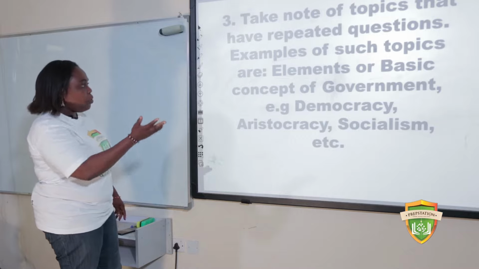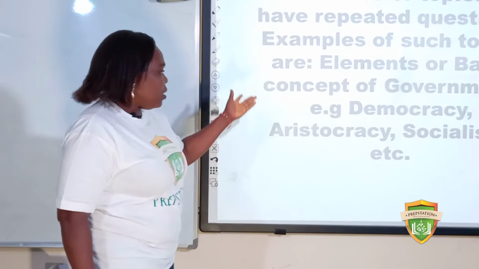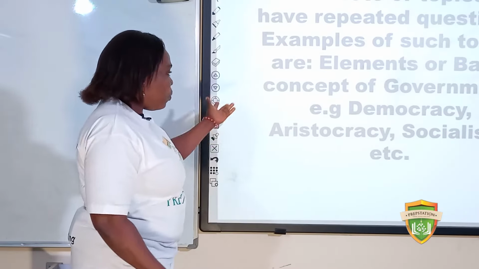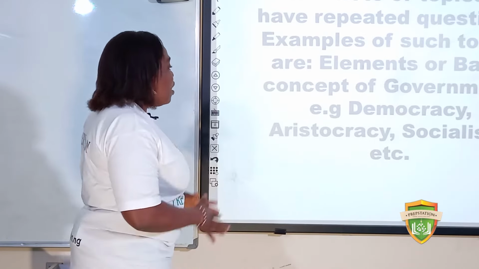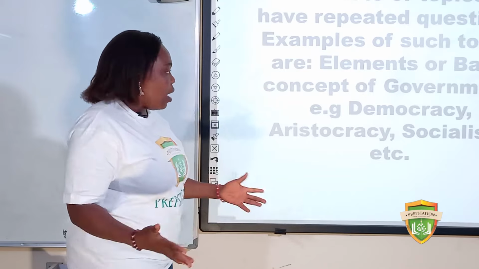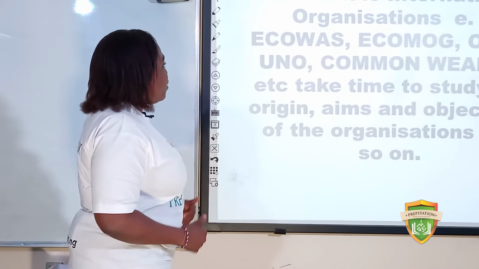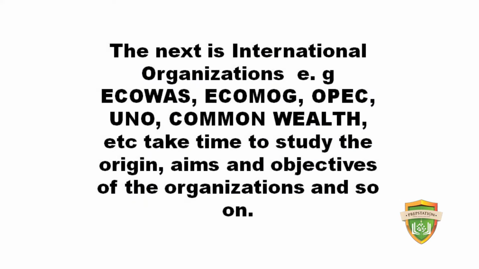Like an example of what we have here, we have the basic concept of government. When we look at the basic concept of government, we're looking at democracy, aristocracy, socialism, and you name it. Then the next is international organizations. They always bring questions from this topic. We have several of them, looking at ECOWAS, ECOMOG, United Nations, Commonwealth. You must take your time to study them.